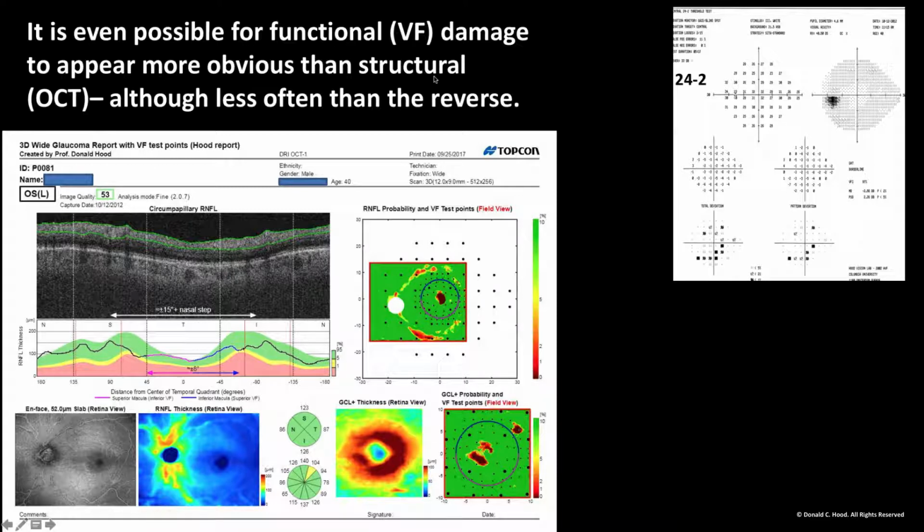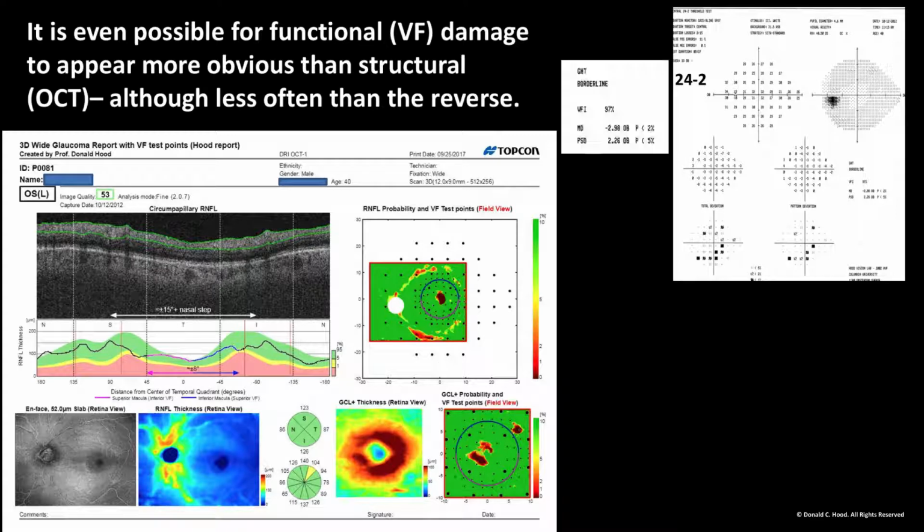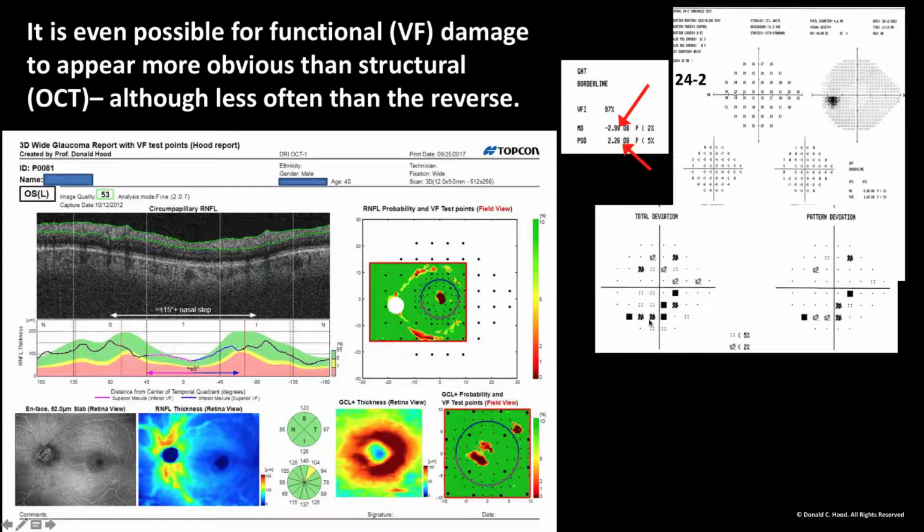It's even possible to see functional, that is visual field damage, that's more obvious than structural, although this is less often the case than the reverse. So let's blow this up here, and you can see the mean deviation is abnormal, pattern standard deviation is abnormal. I'd say this is clear arcuate damage, certainly here. Let's circle those points. This looks also to be relatively clear, maybe not as clear as that. Visual field's clearly abnormal, yes?